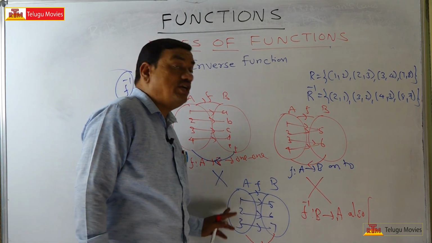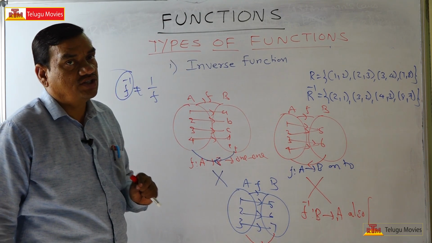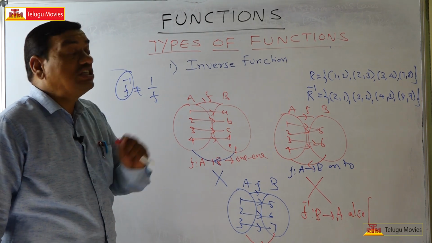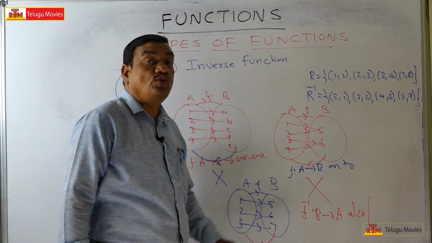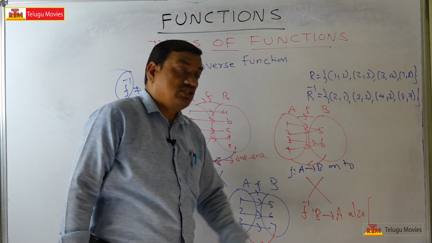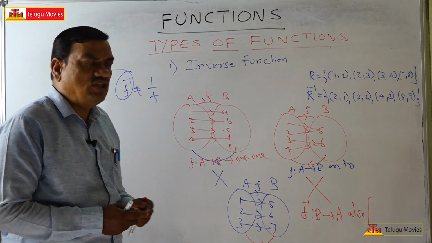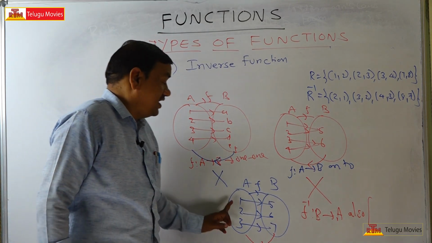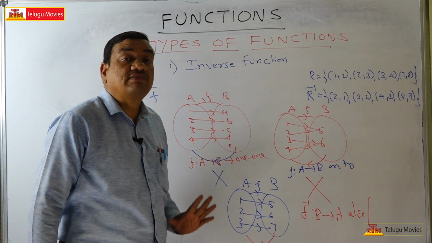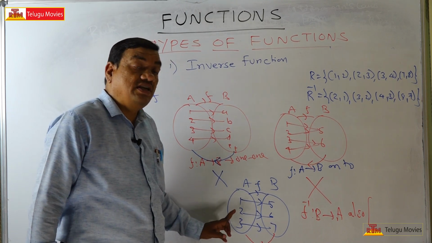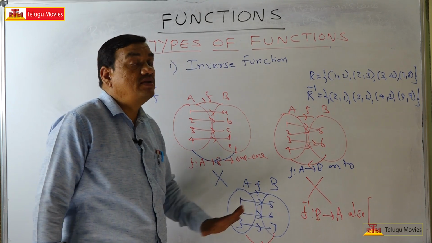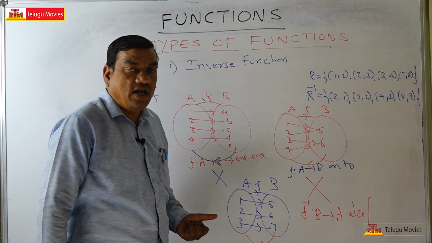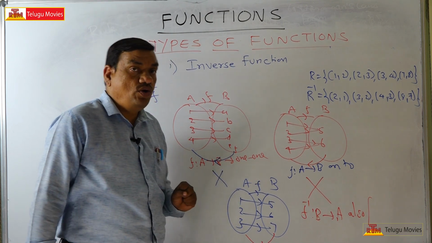Then from B to A is also a function, which is called the inverse function of the function f from A to B. It is denoted as f inverse from B to A. From this, what conclusion can we get? To have an inverse function, the number of elements in A should be equal to the number of elements in B. That is the main point you have to remember.